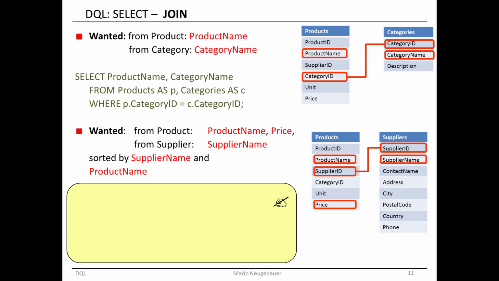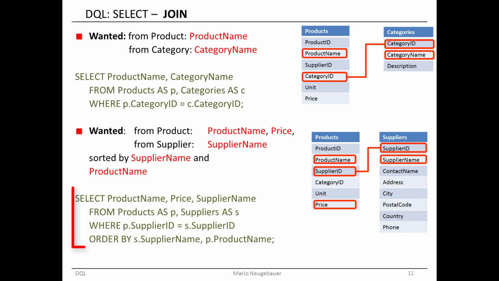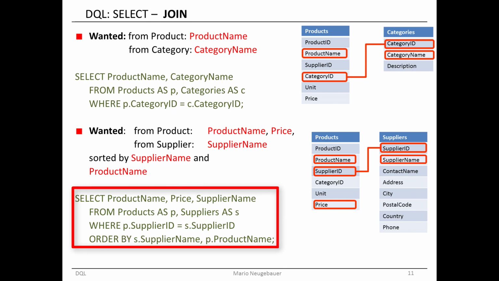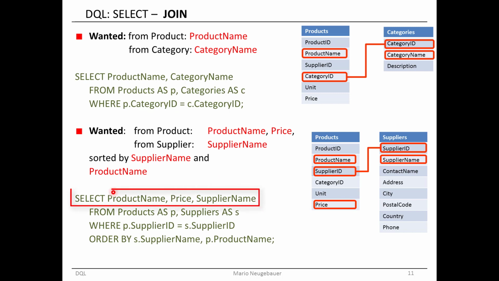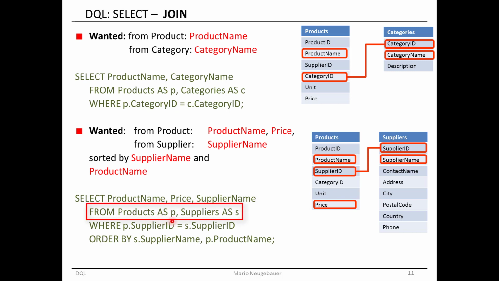Let's have a look at the second task for our join here. The second task for the connection of our products and suppliers. We want to select a specific set of columns, the product name, the price, and the supplier name. From these two tables, from products as P and suppliers as S, with two different aliases so that we don't have to write that much. And we want to connect with P, from the products table, it should be the supplier ID column. And from the supplier table, it should be the supplier ID column as well.